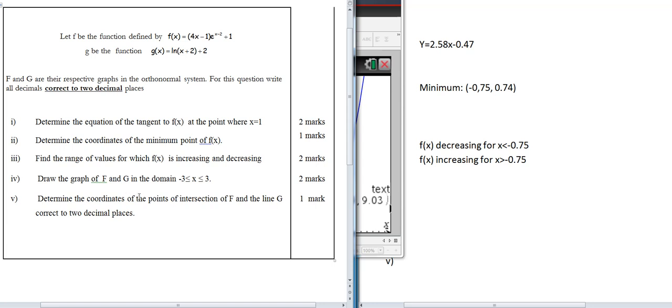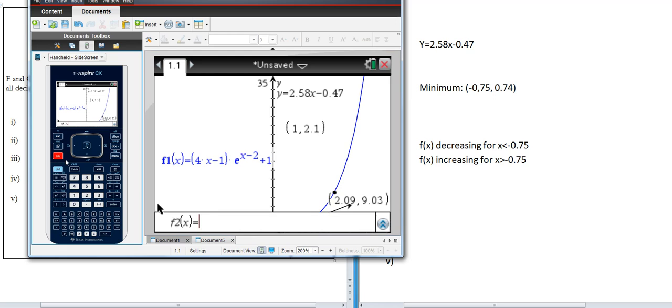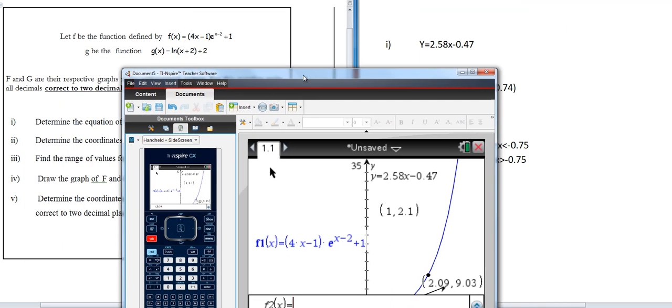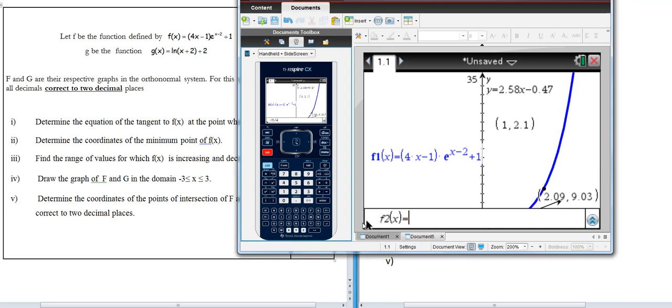Determine the coordinates of the point of intersection. This seems to be another function, and we have to find out where they intersect. So let's click the tab key. The second function is ln of (x plus 2), plus 2.